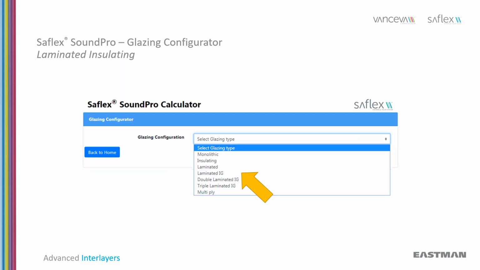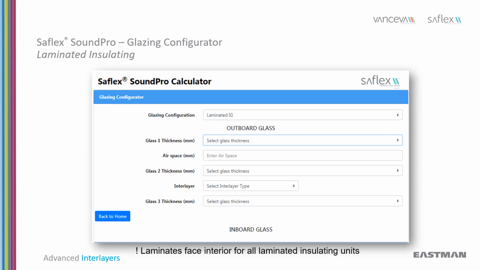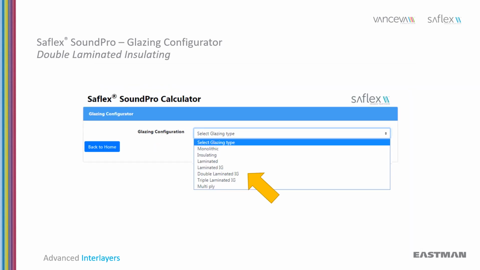Now let's look at a laminated insulating glass unit. This is a little bit more complicated, as you have to select the glass thickness outboard, select your airspace, and you enter that in whole numbers in millimeters. Select your first part of your laminated glass, which is the outboard facing glass for the laminate. Select your inner layer type, and then select your inboard glass thickness. It's important to remember that in the system, all of the laminated insulating glass units have the laminates facing the interior.